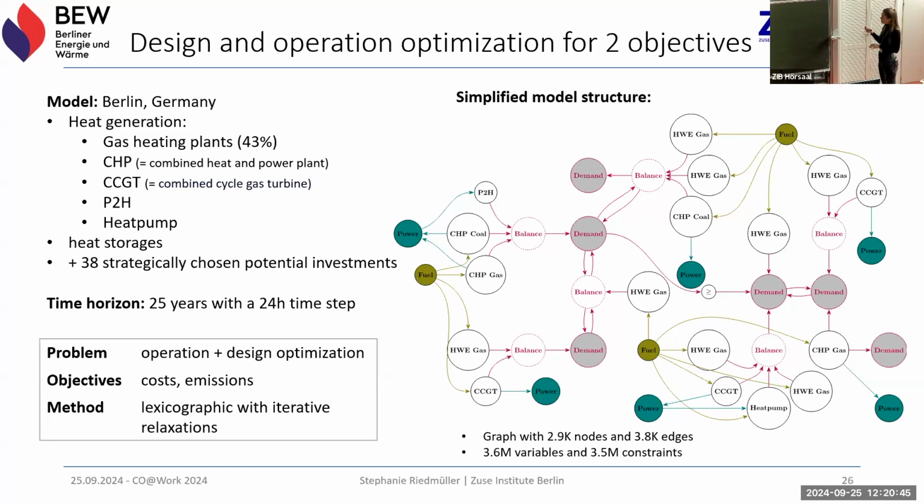The graph has about 2.9 thousand nodes and 3.8 thousand edges. And if we put all of it in the mixed integer program I showed you before, we have about 3.6 million variables and 3.5 million constraints. So it's huge. Again, as a reminder, we look at both operation and design optimization. We look for two objectives, and we use this lexicographic optimization with iterative relaxation.